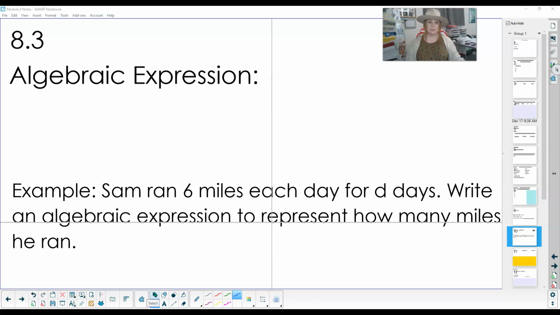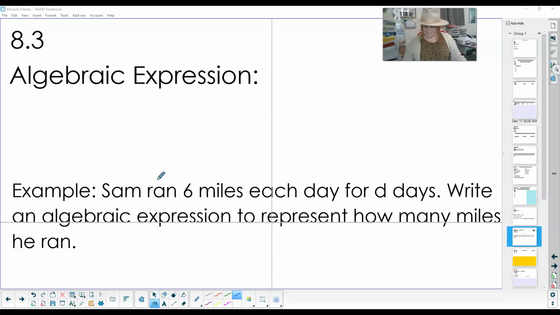For 8.3, we're going to be talking about algebraic expressions. So we've talked about numerical expressions. That is something that just has numbers and operations. So if we know all of the values and we know what we're doing with them, we can write out the problem. That's a numerical expression.